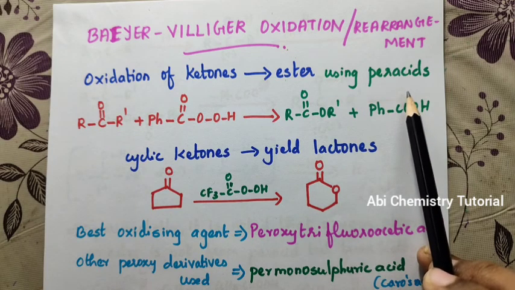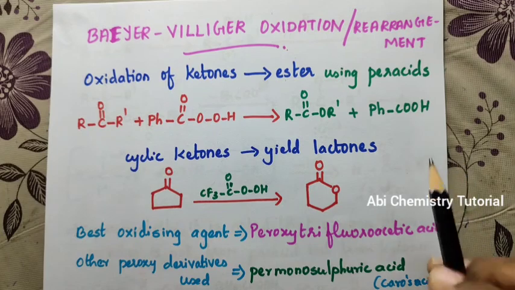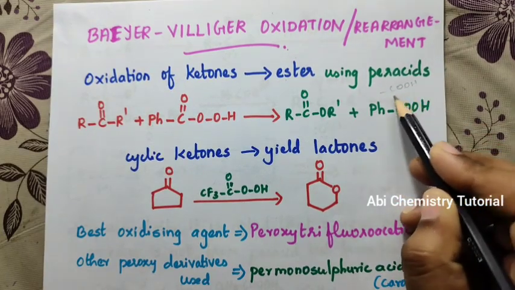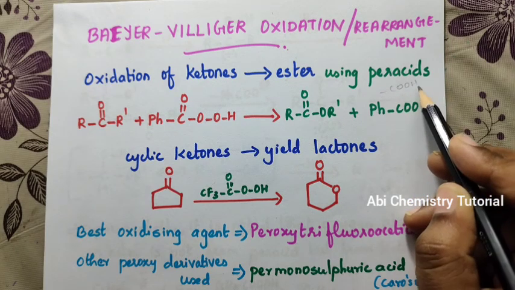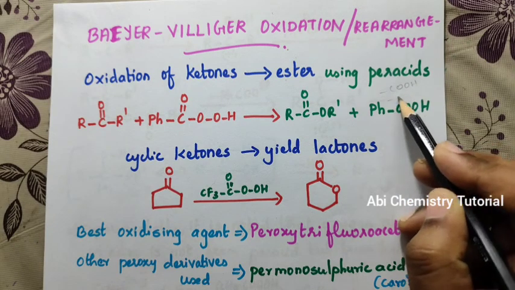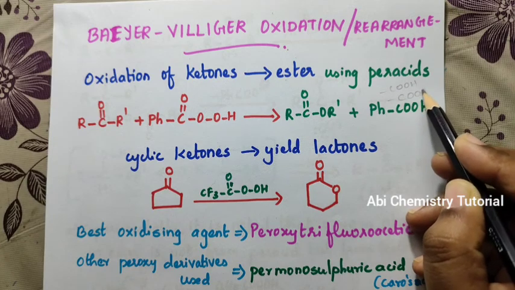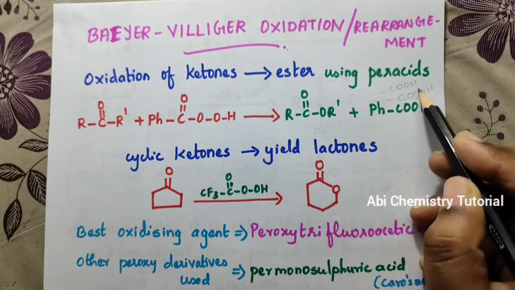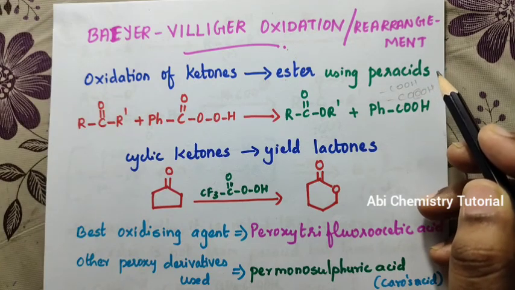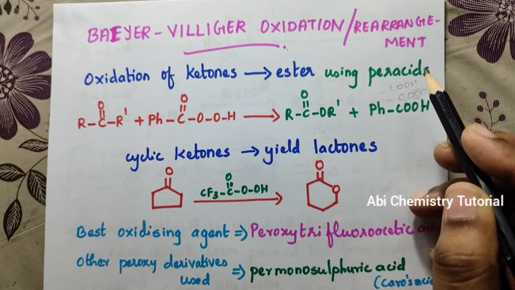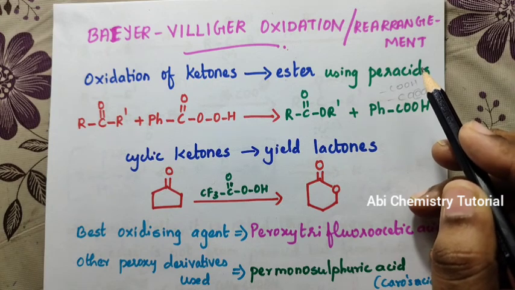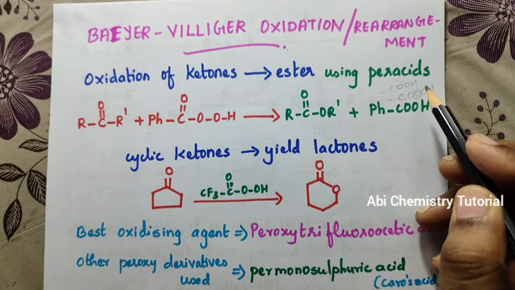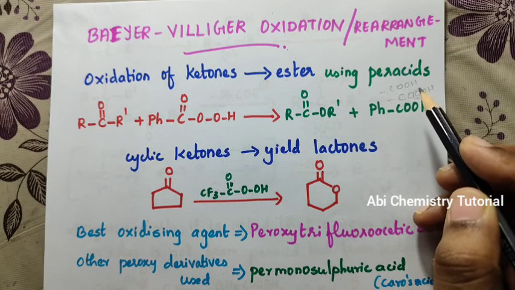So what are peracids? If we have a COOH group, we say it is a carboxyl group and this is a carboxylic acid. If we have COOOH, this is a peracid. This oxygen is extra, so we say it is a peracid. So the oxidation of ketones to esters using peracids is called Baeyer-Villiger oxidation.